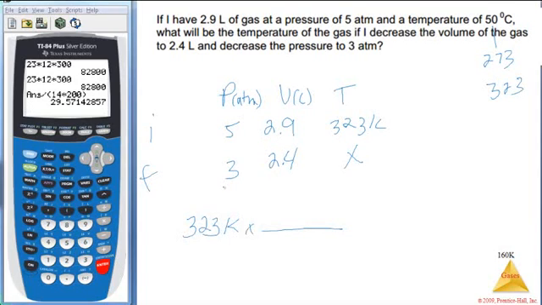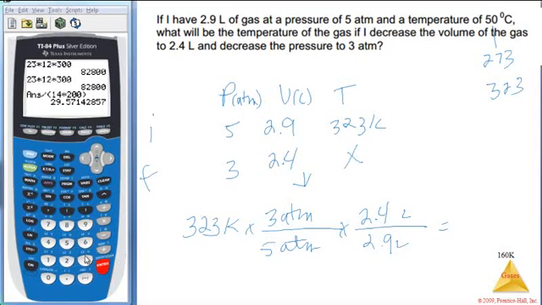Alright, so let's think about pressure first. If my pressure goes down, it's because my temperature goes down, so I want a factor that makes my temperature go down, so it's going to be 3 atmospheres over 5 atmospheres. And my volume is going down. If my volume goes down, it's a result of the temperature going down. So again, I want to make this go down, so it's going to be 2.4 over 2.9. And these are both liters, right?